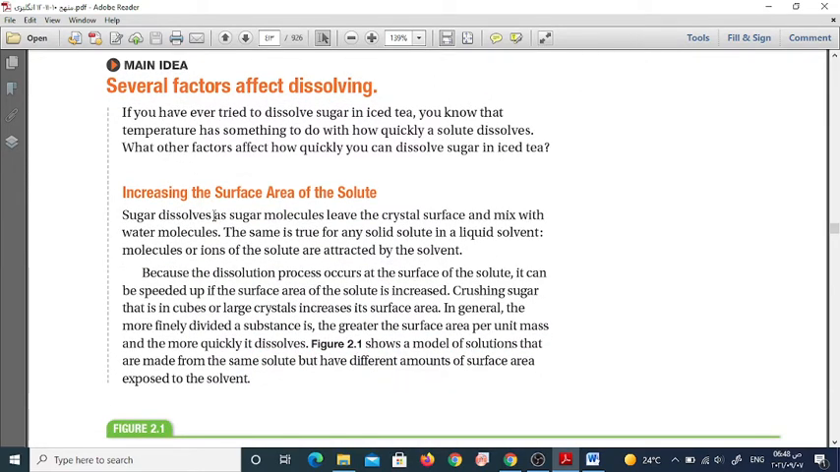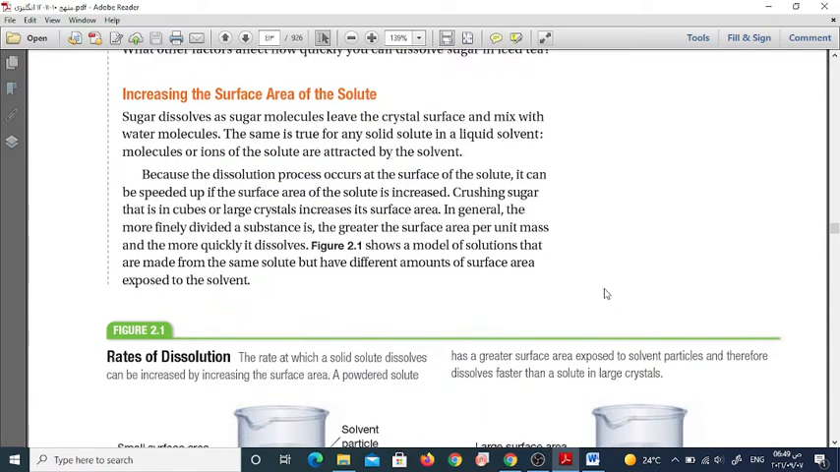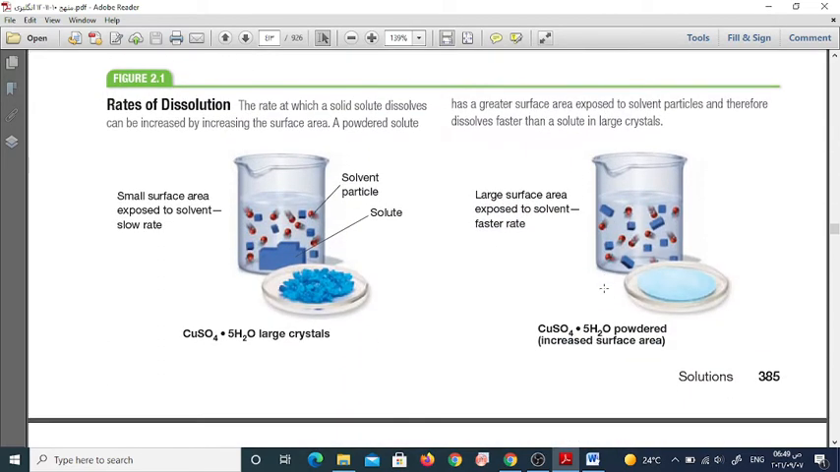Actually, when you put a piece of sugar in hot water or in water, there are several factors that affect its solubility. The first factor is increasing the surface area of the solute. If you put powdered sugar into the water, it will get dissolved quicker than if you put a cube of sugar. So the surface area plays a role in solubility, in the dissolving process.